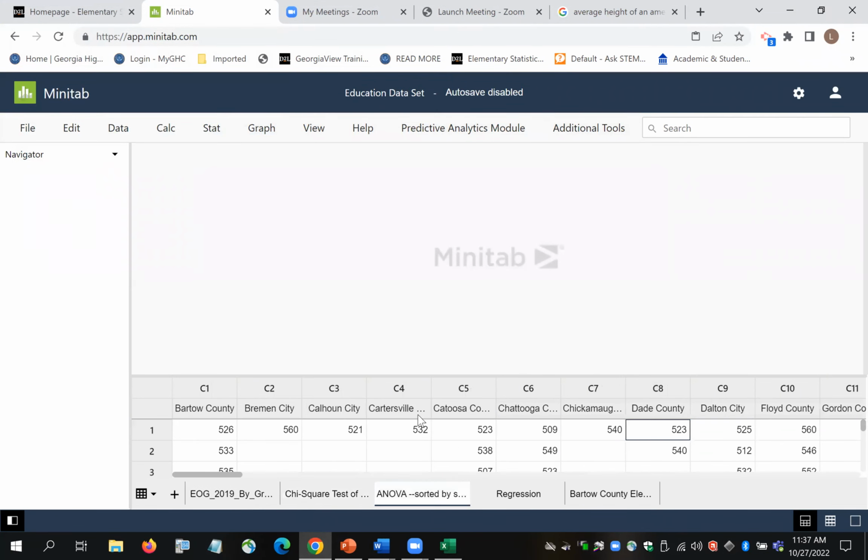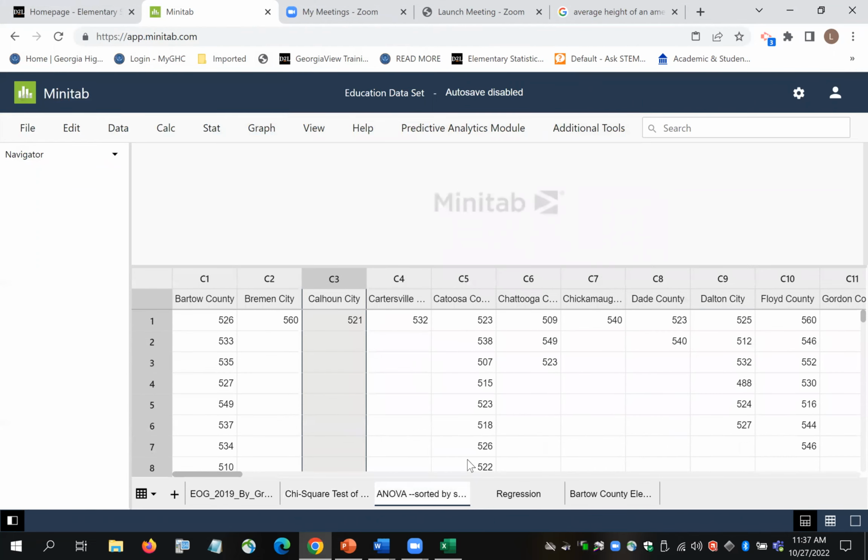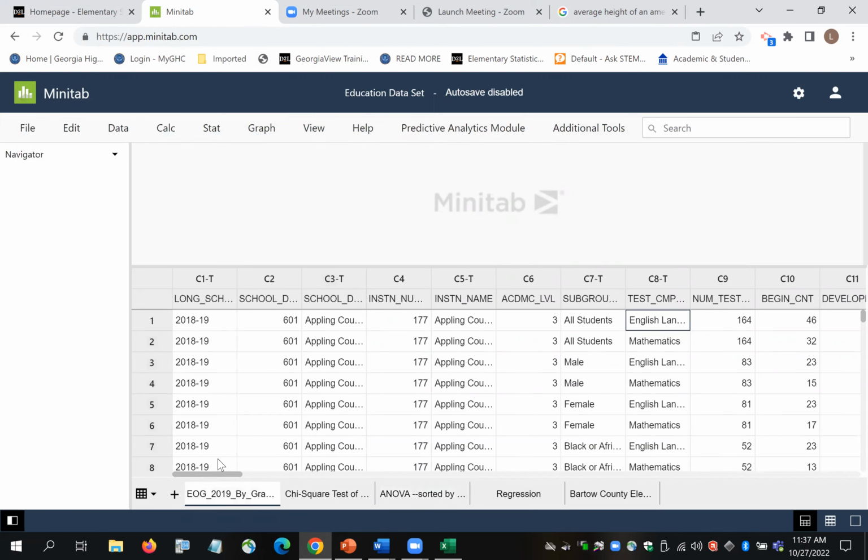See, it looks like I don't remember now what I pulled. They're sorted by school districts, maybe. Yeah, they are definitely sorted by school districts. I had them sorted and I pulled some numbers, but if you're in this big data set, you could even ask which test, are all the tests the same? You could sort by the test component.